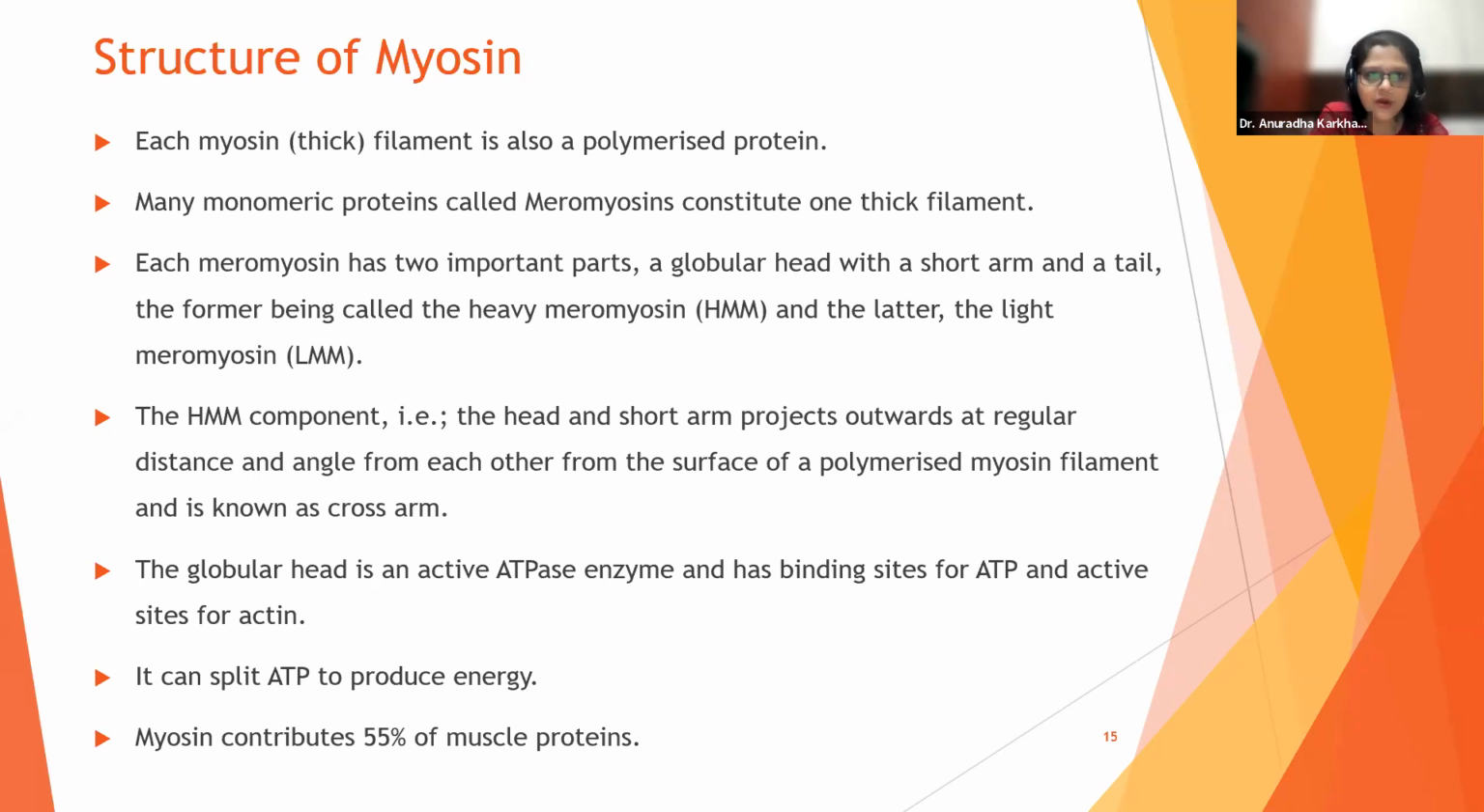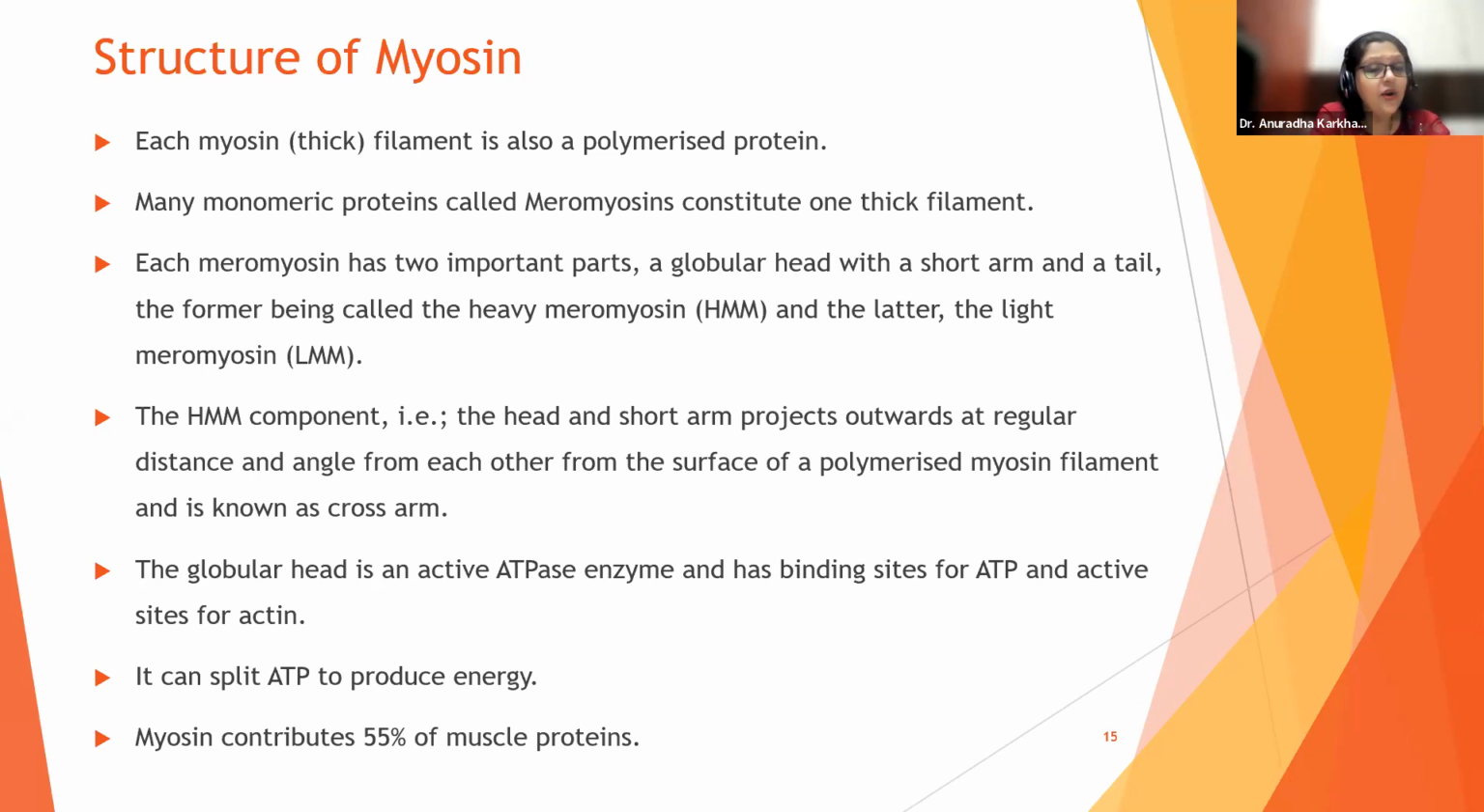Okay, so we're going to talk about it, of course. These meromyosins will come together, they will connect together, and they'll form a long chain, which is what we call your polymerized protein. Okay? Then many monomeric proteins called meromyosins constitute one thick filament. So that is what they are saying: many such monomeric proteins are going to be coming together. They'll form a long chain, a filament, which will be called the thick filament, which is nothing but myosin.